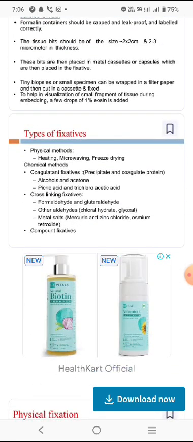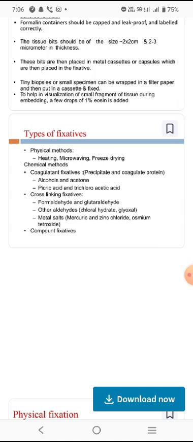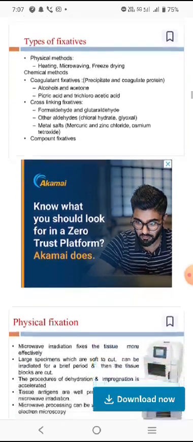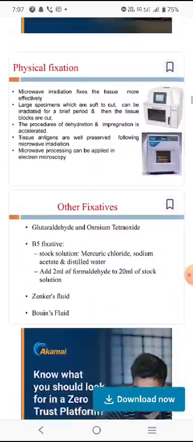Types of fixation: physical methods such as heating, microwaving and freeze drying, and chemical methods. Coagulant fixatives precipitate and coagulate protein: alcohol and acetone, picric acid and trichloroacetic acid. Cross-linking fixatives: formaldehyde and glutaraldehyde, other aldehydes, chloral hydrate, and glycol. Metal fixatives such as mercuric chloride and zinc chloride, and compound fixatives.